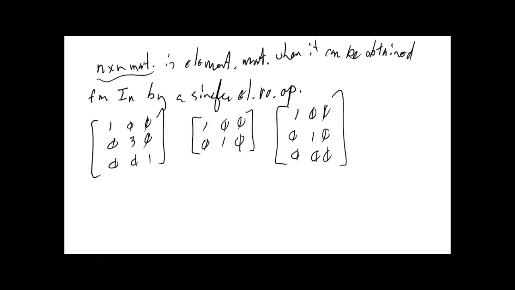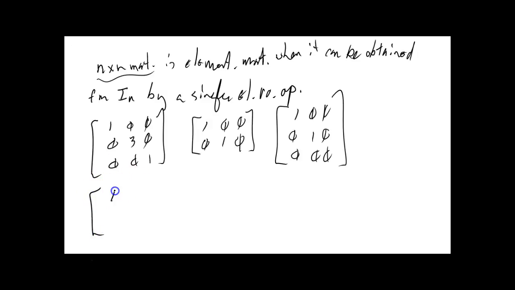Why not? Yes, the only way you could get this from an identity matrix would be to multiply the third row by 0, but the rule of the elementary row operation says multiplying a row by a non-zero constant. So this is not an elementary matrix. You're absolutely right.